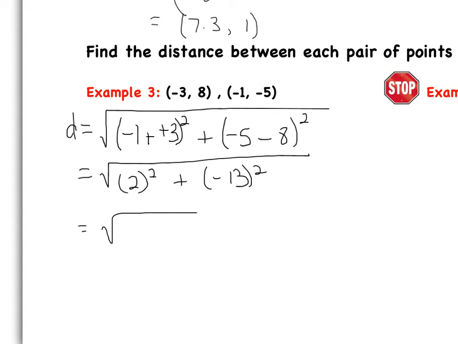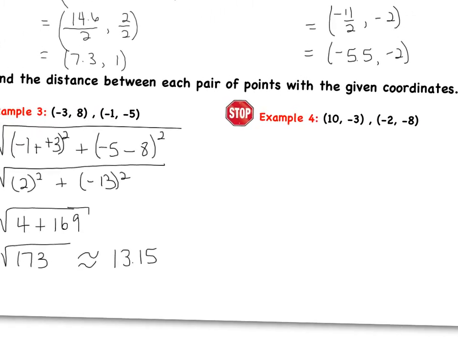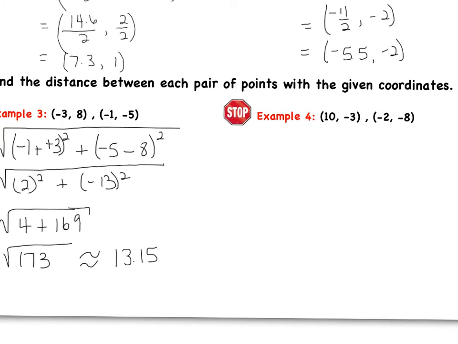So the square root of 4 plus negative 13 squared, which is 169, equals the square root of 173. Many times we will ask you to leave this as an exact value, or sometimes you'll be asked to approximate a value with your calculator, which then we would get 13.15. Now I'm going to pause the video, and I would like for you to work example number 4, and then I will come back and give you the correct answer.